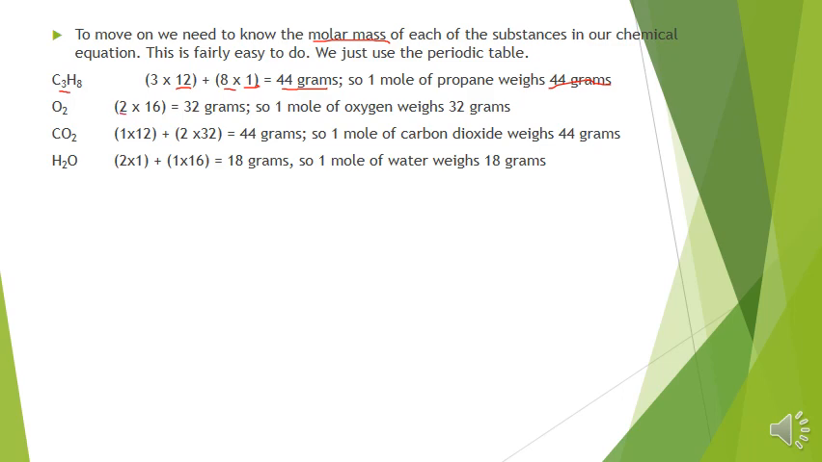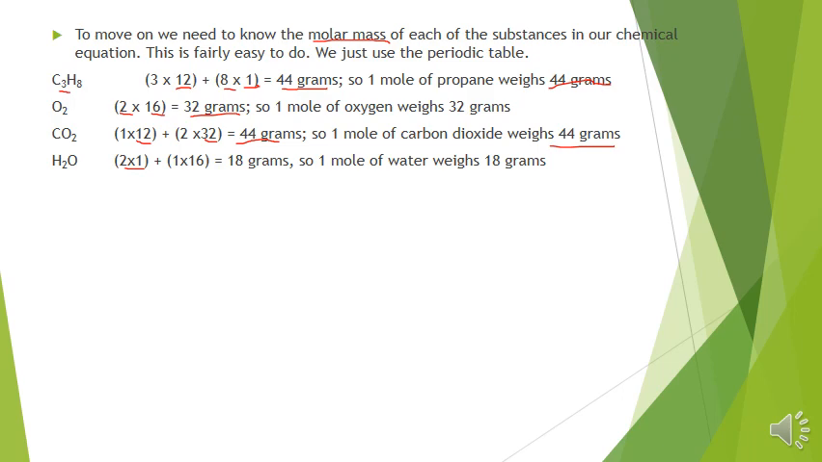For oxygen, there's 2 of them, each one weighs 16. So the molar mass of oxygen is 32 grams. 1 mole of oxygen weighs 32 grams. Carbon dioxide, each carbon weighs 12. I have 2 oxygens, 32. Add them together, I get 44 grams. So 1 mole of carbon dioxide weighs 44 grams. Notice these are 44 grams, but they're 44 grams for different reasons. And finally, water, 2 hydrogens, 2 times 1. 1 oxygen, 1 times 16, 18 grams. So 1 mole of water is 18 grams.